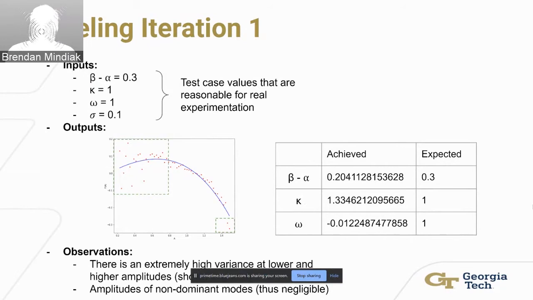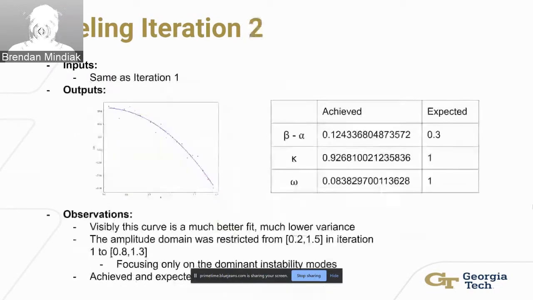So as I mentioned previously, we had the clockwise and counterclockwise modes. These instabilities occur when one mode becomes much more dominant than another. And at these amplitudes, we see that there was no dominant mode, so we didn't want to include that in our model. So as a result, we restricted our domain further. In the previous iteration it was 0.2 to 1.5, now it's 0.8 to 1.3. So it was just that domain of well-fitting data.